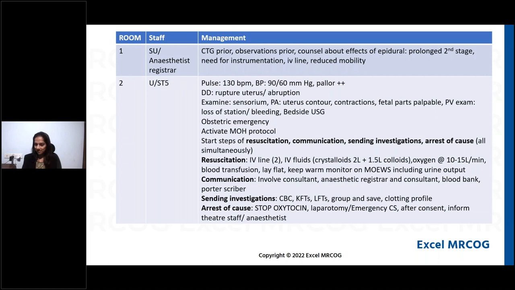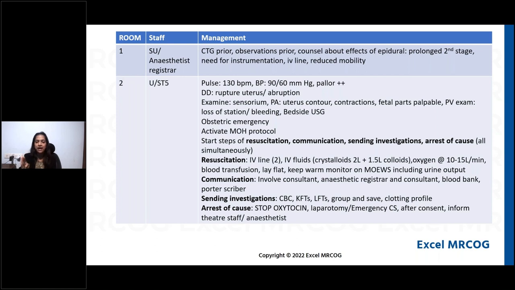That's because she's para four. So the most common thing that can happen is rupture, but you cannot rule out abruption. How will you rule out abruption, or how will you come to a definitive diagnosis, is by examining her. So then the findings which are given to you, pulse of 130 beats per minute, blood pressure of 90 by 60, it can still mean it's abruption or rupture. Okay, you still need to examine.